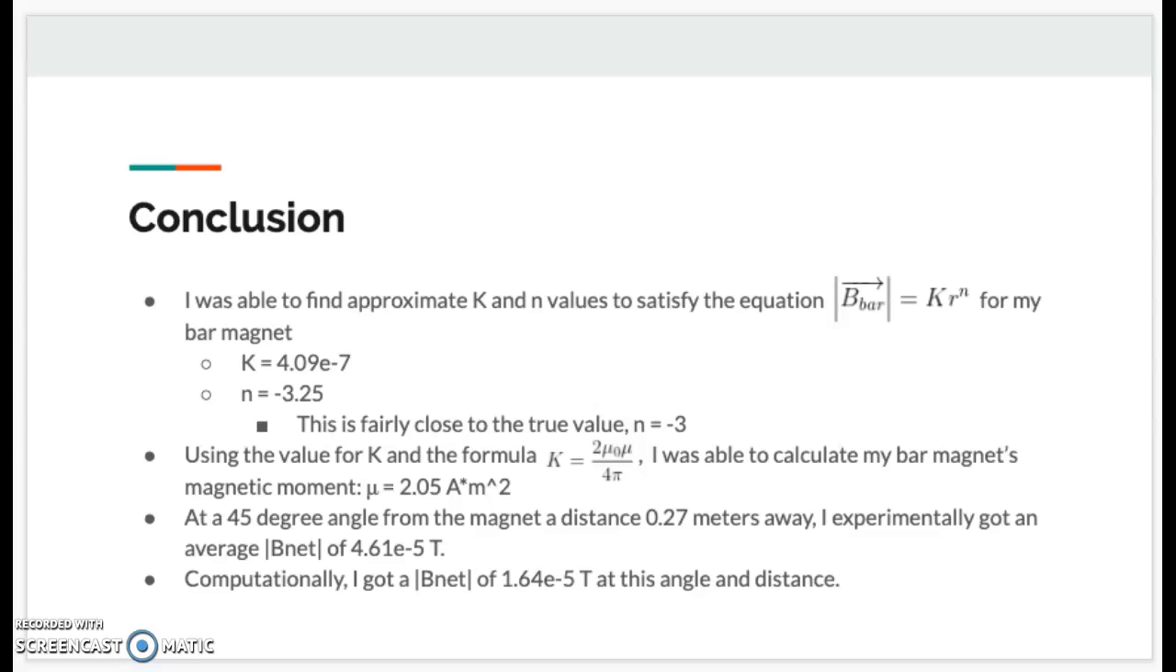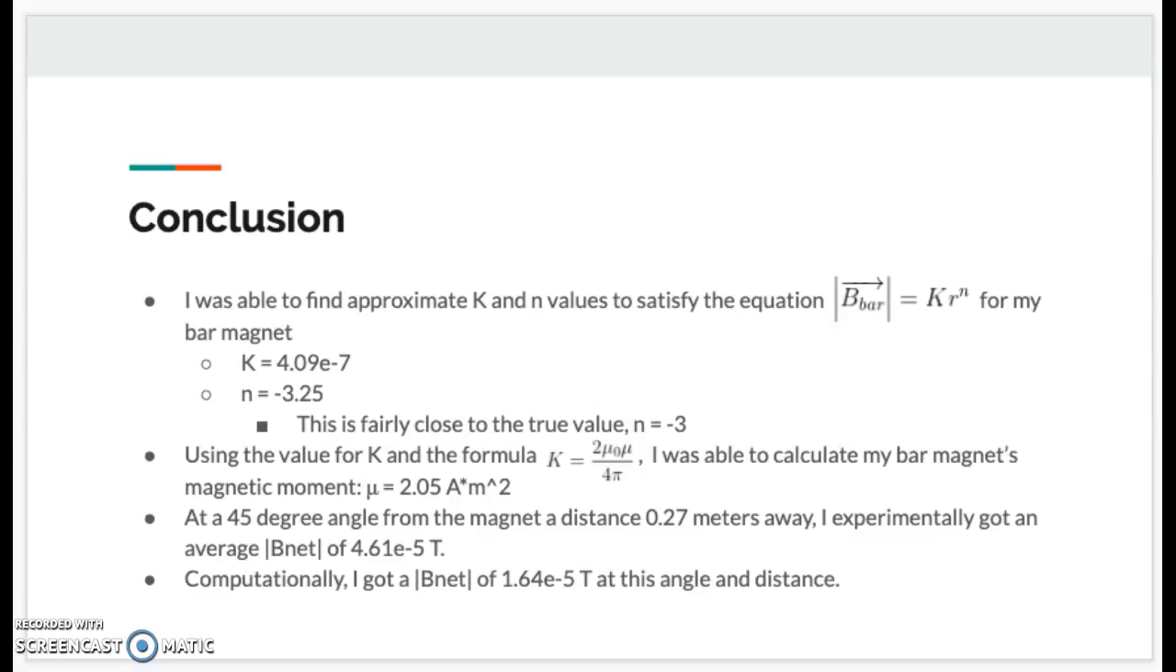In conclusion, I was able to find approximate k and n values for the distance dependence equation for my magnet, and I got k equals 4.09 times 10 to the negative 7th, and n equals negative 3.25, which is fairly close to the true value, n equals negative 3. Then I was able to use the k value to calculate my magnet's magnetic moment, which was 2.05 amperes times meters squared. At a 45-degree angle from the magnet at a distance 0.27 meters away, I experimentally got an average net magnetic field value of 4.61 times 10 to the negative fifth teslas.